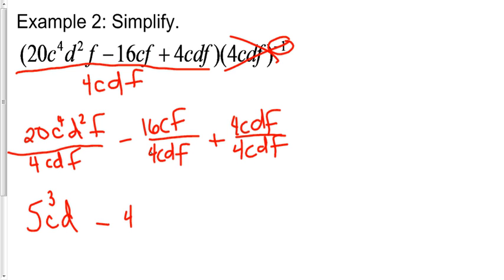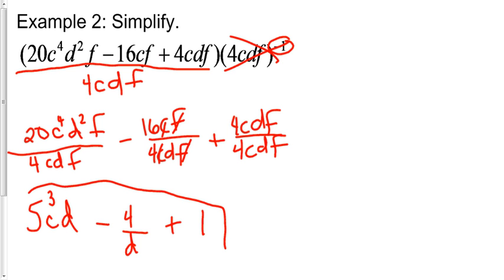C over c will cancel out. F over f will cancel out. And notice that I've got a d left in the denominator. That means you want to rewrite this as 4 over d. 4 stays in the numerator, but that d's got to stay in the bottom of the fraction. Then we've got a plus. Notice everything here will cancel out. In other words, we're dividing the same thing by itself, so we get 1. Anytime you divide something by itself, you always end up with 1. So here's our final answer when we simplify this fraction.